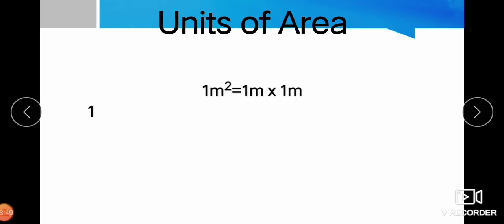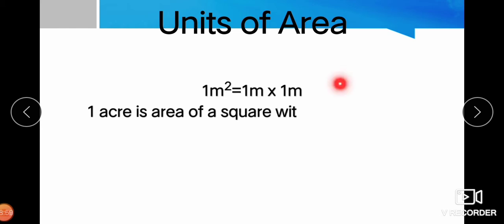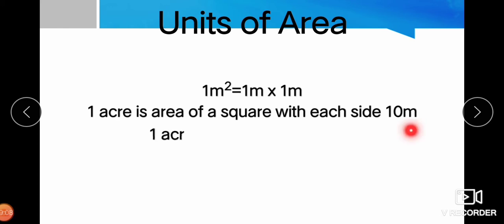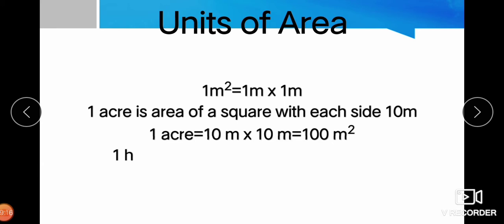Again, let us revise units of area. 1 meter square is equal to 1 meter into 1 meter. It is the area of the surface of a square, side into side. Its side is 1 meter. 1 acre is the area of a square with each side 10 meter, means 10 into 10, 100 meter square. 1 acre is equal to 10 meter into 10 meter is equal to 100 meter square.